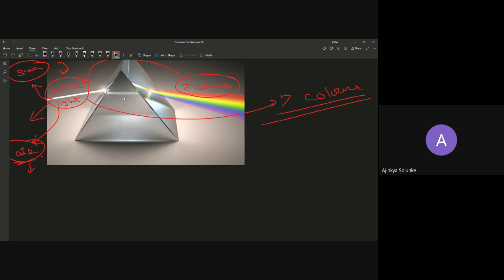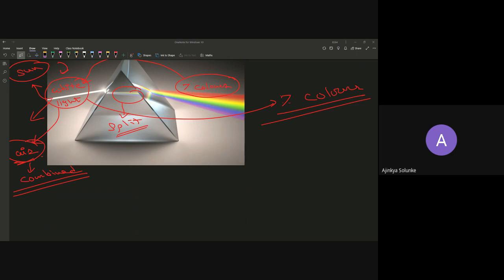Can we say they are traveling in a combined form? Yes, they are combined. That's why we are not able to see those 7 colors. Then what happened in between? Can we say they got split up? It's a very simple deduction. We have received 7 colors only because the light got split into 7 different colors.